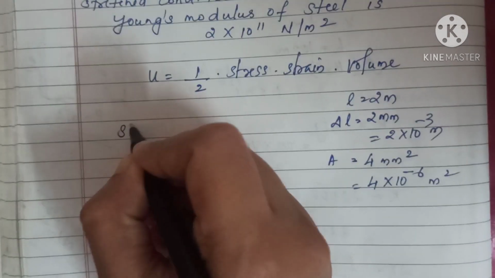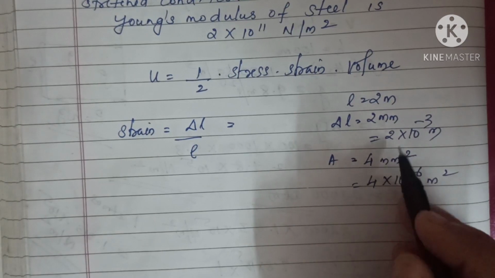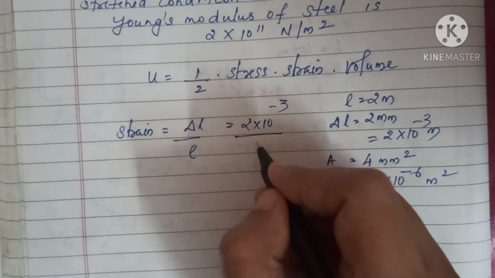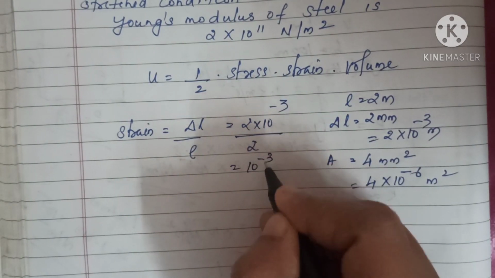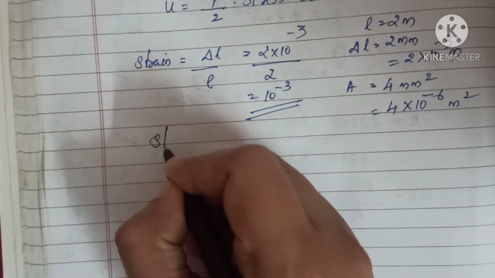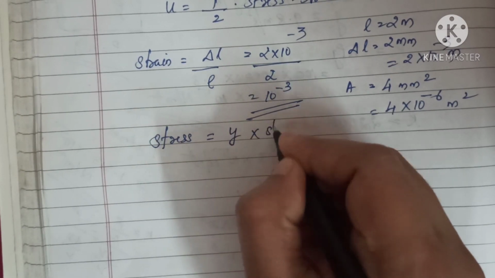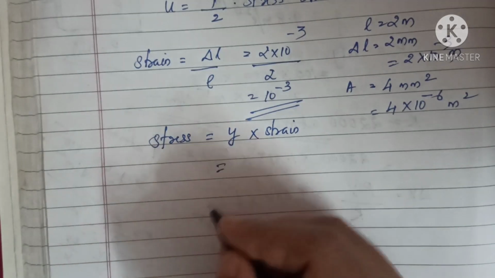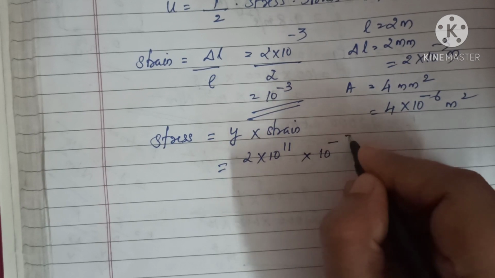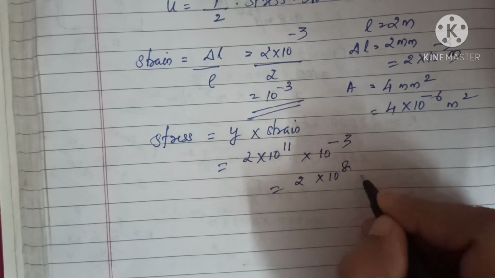First we'll find the strain. Strain is delta L by L. Delta L is given as 2 into 10 power minus 3. And what is L? L is 2. So answer is 10 power minus 3. No unit, because strain has no unit. Then we have to find stress. Stress is Young's modulus into strain. That is 2 into 10 raised to 11 into the strain 10 power minus 3. Clear? So again it is easy. 2 into 10 power 8 Newton per meter square.